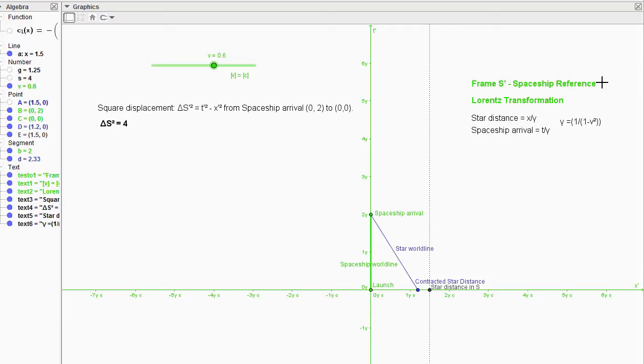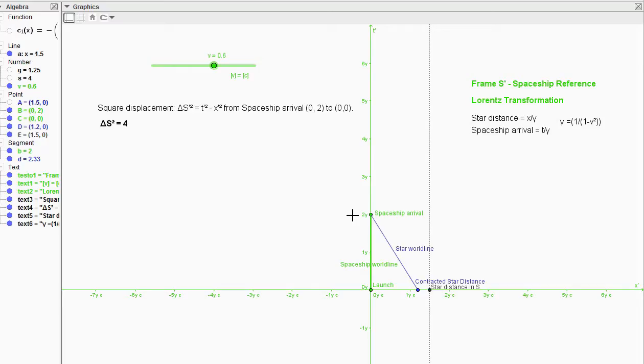But in the S-prime reference, the astronaut measures 1.5 light years divided by the Lorentz factor, so he measures 1.2 light years and reaches the star after 2.5 years divided by the Lorentz factor, so he reaches the star only after 2 years.